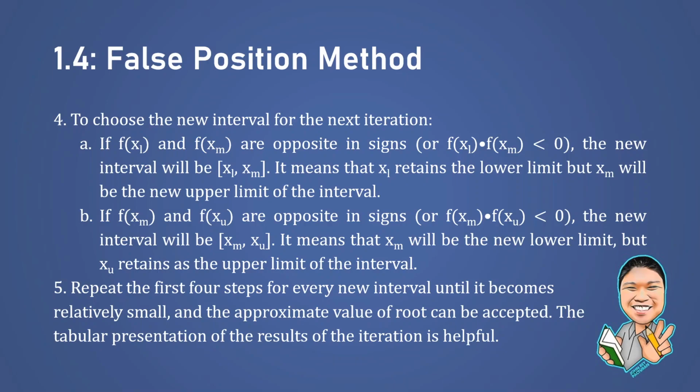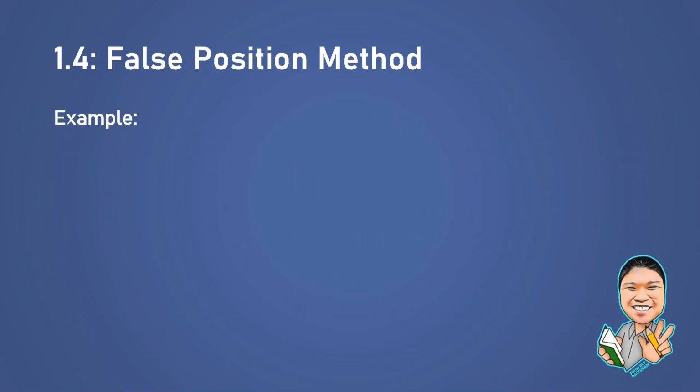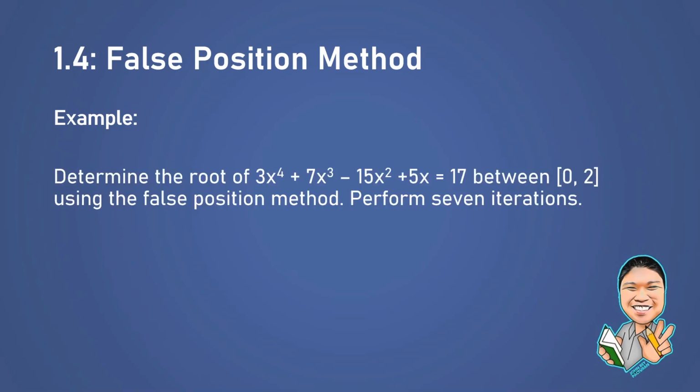Okay? So, for example, sagutan natin yung same example natin sa bisection method. So, ito nga yun. Determine the root of 3x to the 4th plus 7x cubed minus 15x squared plus 5x equals 17 between 0 and 2 using the false position method. Perform 7 iterations. Okay? So, ito na yung isosolve natin ngayon. Ulitin ko, parehas lang to sa bisection method.